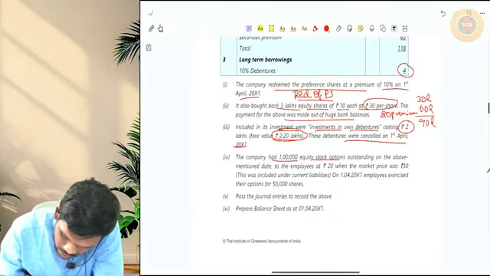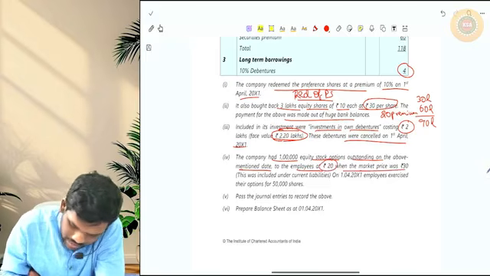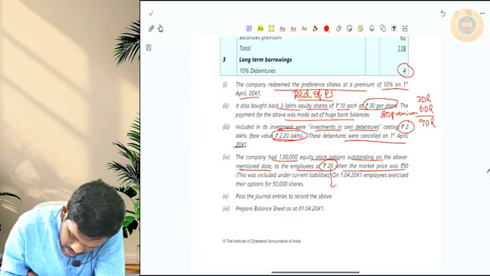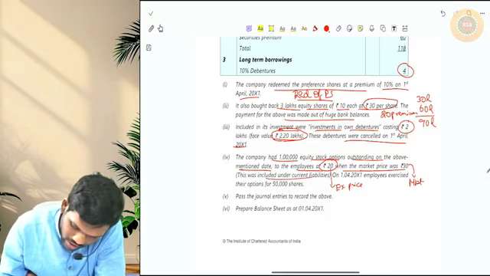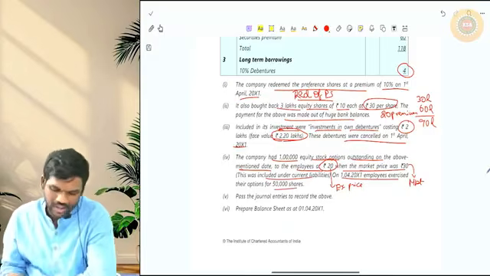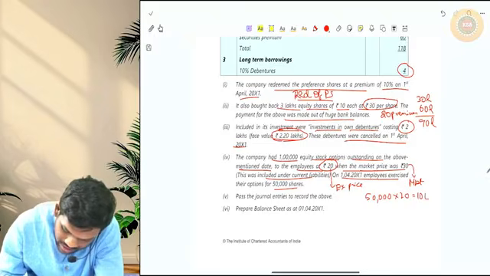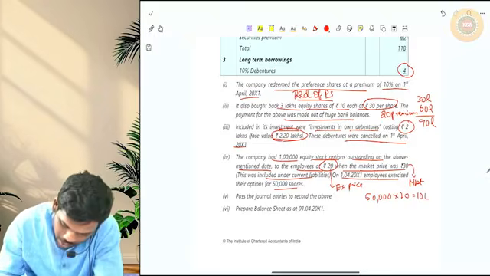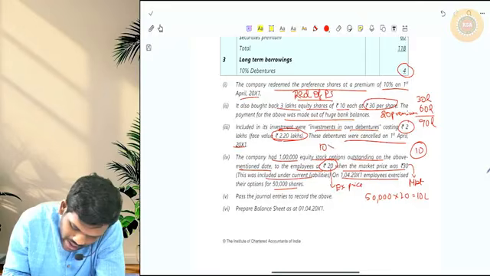Next, last one. The company had 1 lakh equity stock options outstanding on the above mentioned date to the employees at 20 rupees when the market price was 30. That means this is the exercise price and the market price is this one. This was included under current liabilities. On 1st April 20x1, employees exercised their options for 50,000. So what happens is, for 50,000 shares at 20 rupees each, they will pay us 10 lakhs. The difference between market price and exercise price of 10 rupees, we would have already passed entries during the vesting period. 10 rupees into 1 lakh, 10 lakhs.